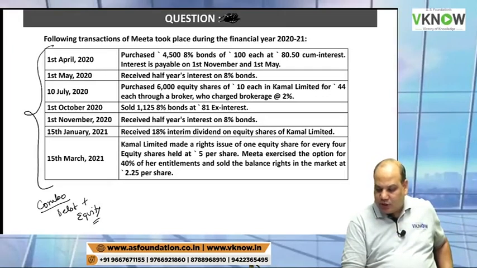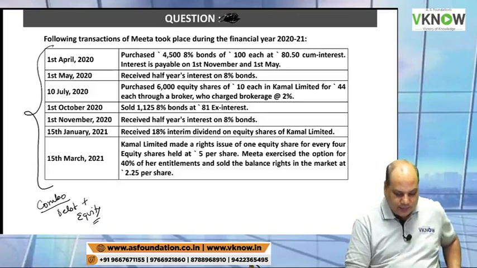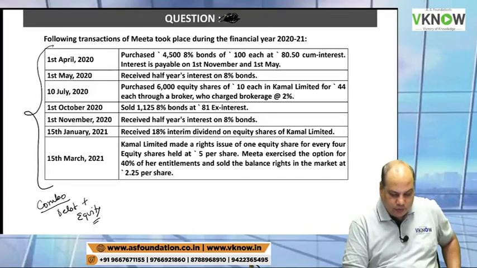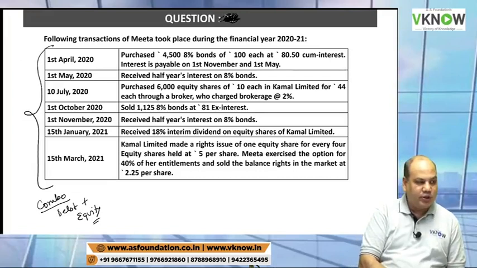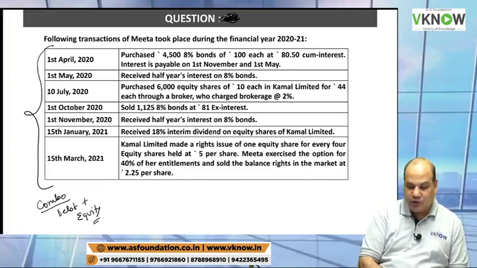So on 10 July 2020, purchased 6,000 shares of rupees 10 each in Kamal Limited for rupees 44 each through a broker who charges brokerage at 2%. 1st October 2020, sold 1,125 8% bonds at rupees 81 ex interest.